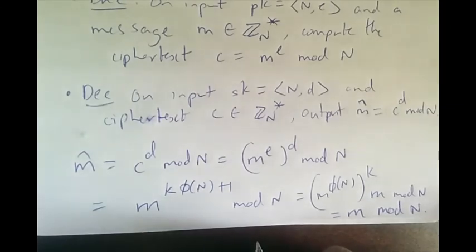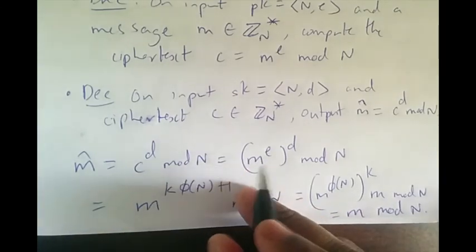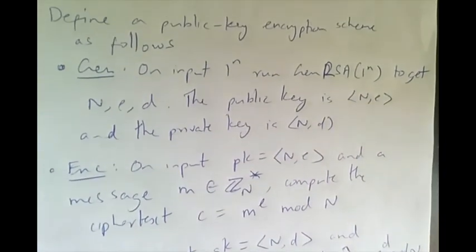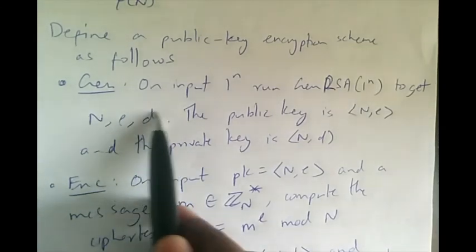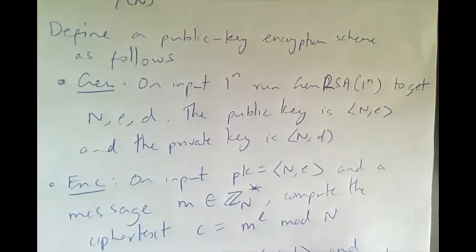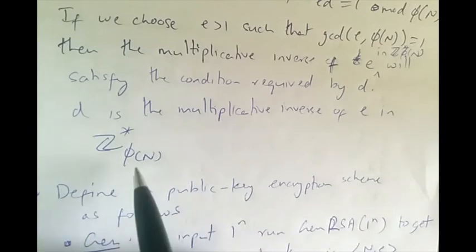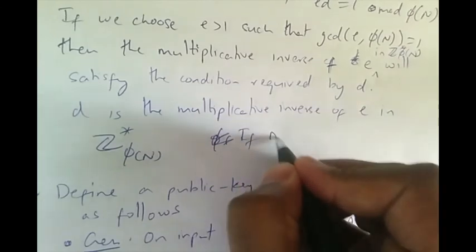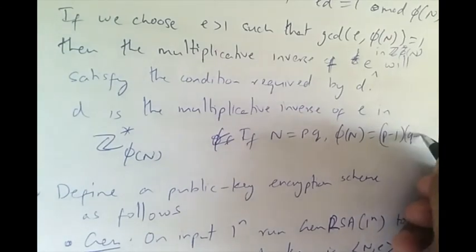Okay. Now, where is the factoring coming in? The main secret here is the factorization of n. Here we said the secret key is D, but if you know the factorization of n, then you can find D. Why is that? What is D? D is the multiplicative inverse of E in Z phi of n. And what is phi of n? If n is equal to PQ, phi of n is P minus 1 into Q minus 1.